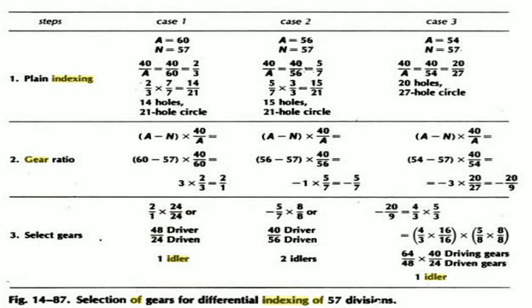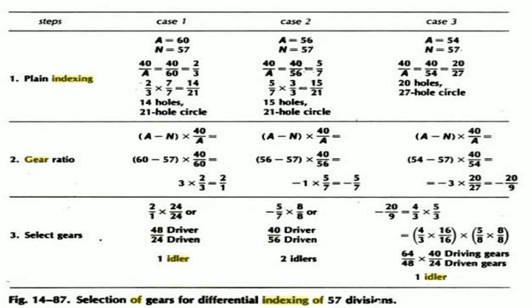For case 1, step 2 is gear ratio. A minus n multiply 40 divided by a is equal to 60 minus 57 multiply 40 divided by 60, is equal to 3 multiply 2 by 3, is equal to 2 by 1, that means 2. For case 1, step 3 is select gears. 2 by 1 multiply 24 by 24, or 48 by 24, driver over driven. So that means 1 idler. Okay. Now we talk about case 2.